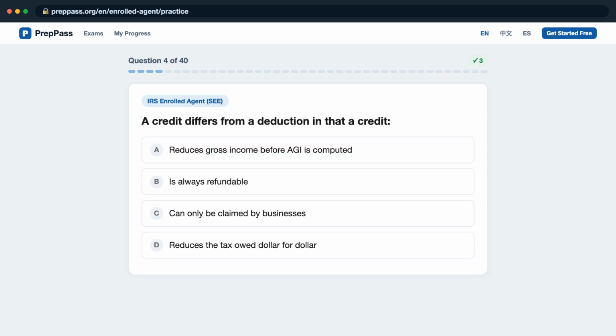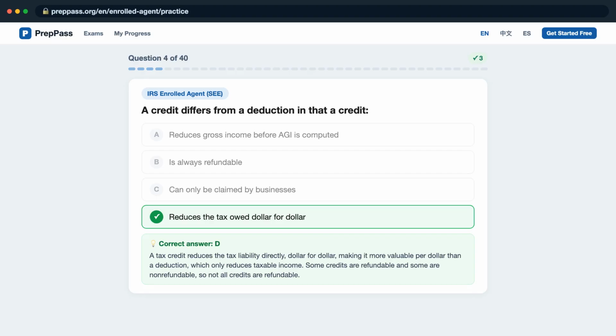Question 4. A credit differs from a deduction in that a credit, is it A, reduces gross income before AGI is computed? B, is always refundable? C, can only be claimed by businesses? D, reduces the tax owed dollar for dollar? The correct answer is D.